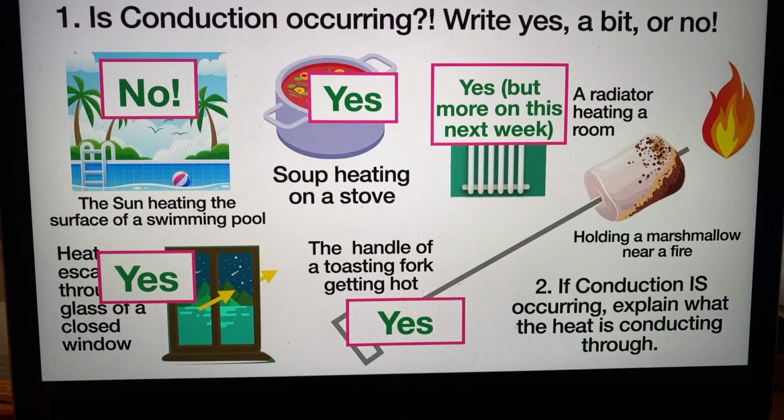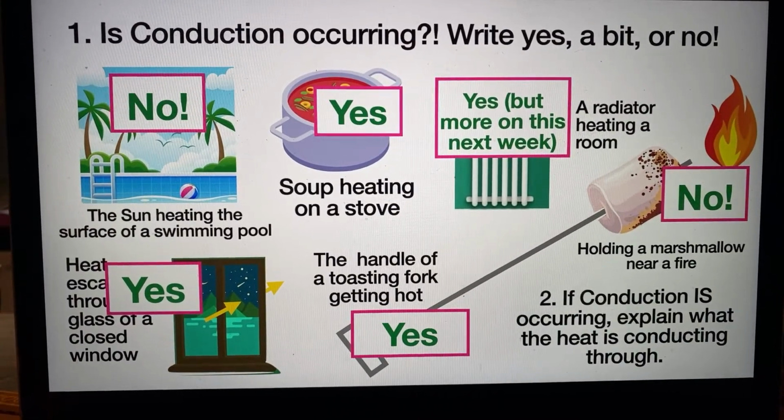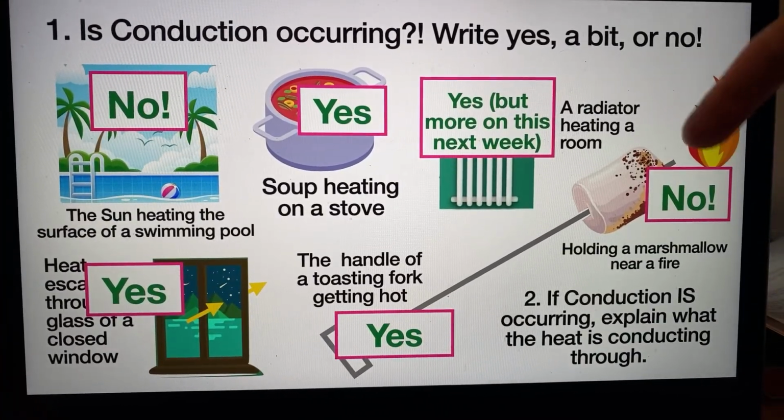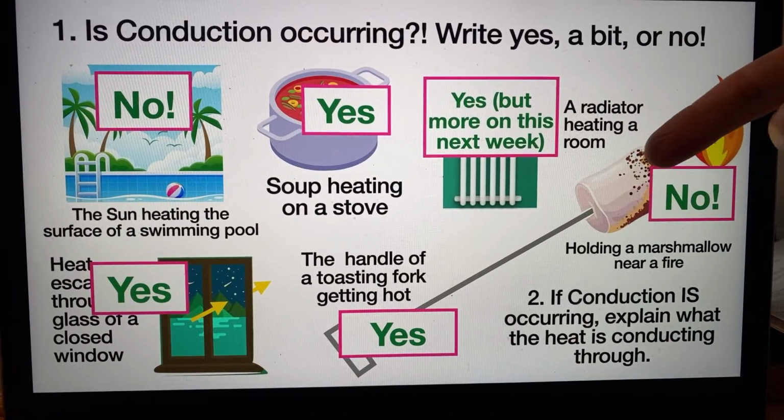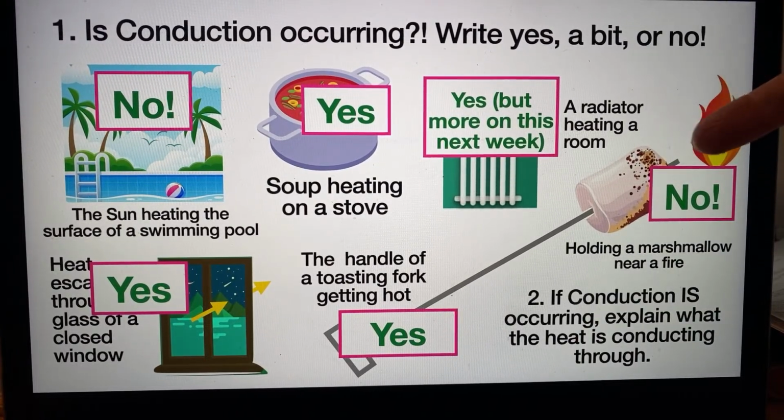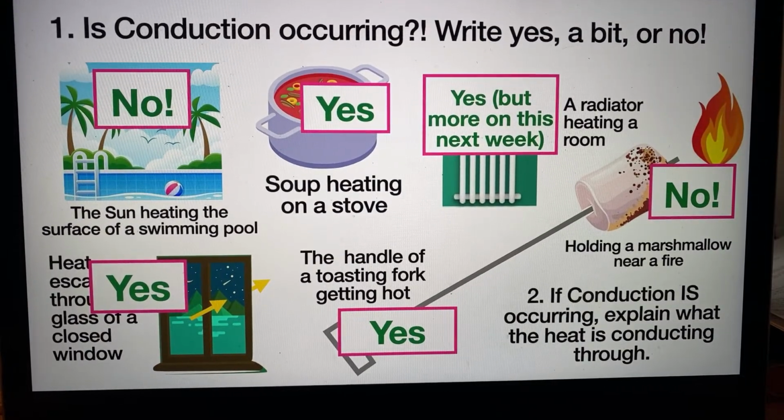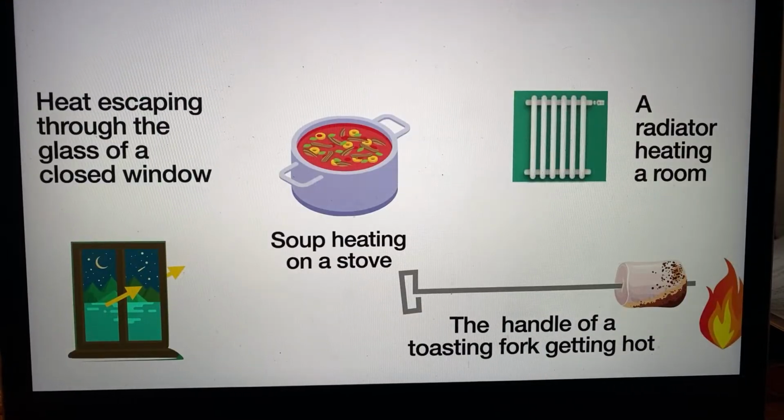And heating a marshmallow near a fire. No, that's not conduction either, because there's this gap here. So it's not a domino effect. Particles of air aren't bumping into each other to get to the marshmallow. But that will make a lot more sense in a couple of weeks' time.